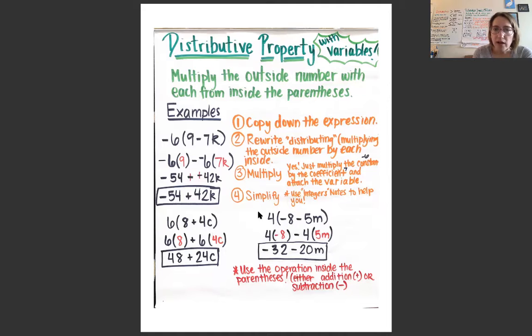Then we're going to multiply, all right? You get 6 times 8 becomes 48. Keep the addition sign, and 6 times 4 is 24, and just attach that c onto it, okay? And then that's as simplified as you can get in that problem, right? So that's a little bit about how to use distributive property with those variables.